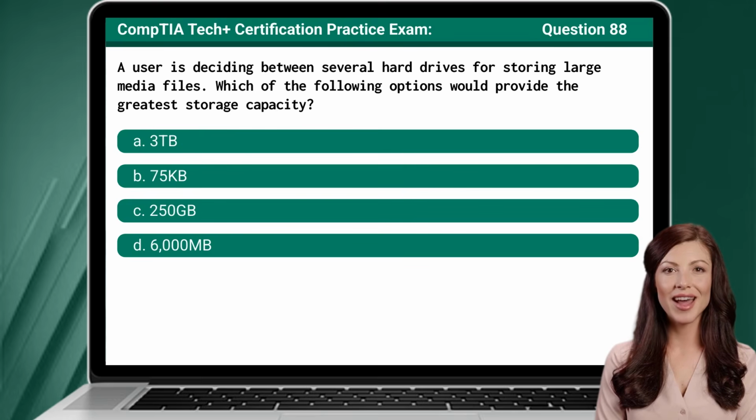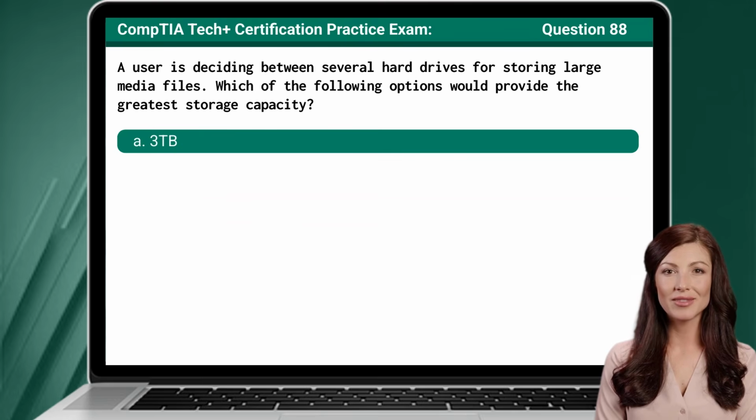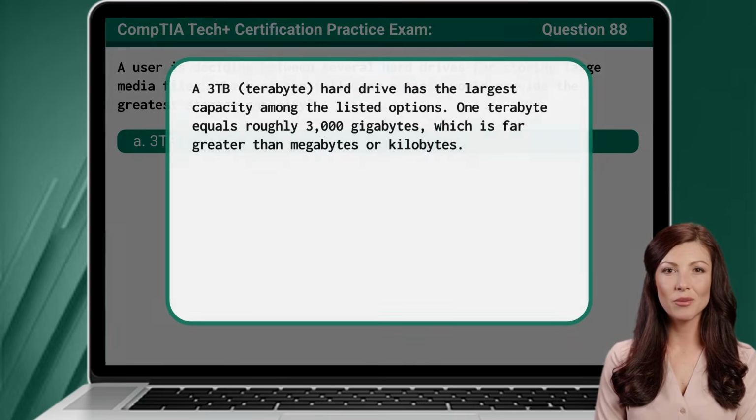The answer is A. 3 terabytes. A 3 terabyte hard drive has the largest capacity among the listed options. 1 terabyte equals roughly 1,000 gigabytes, which is far greater than megabytes or kilobytes.